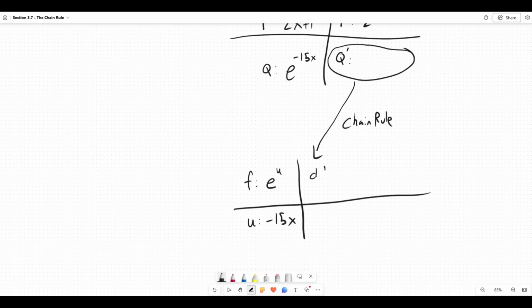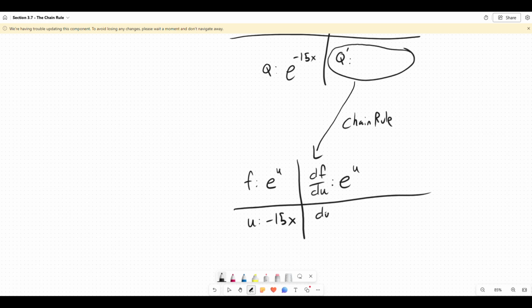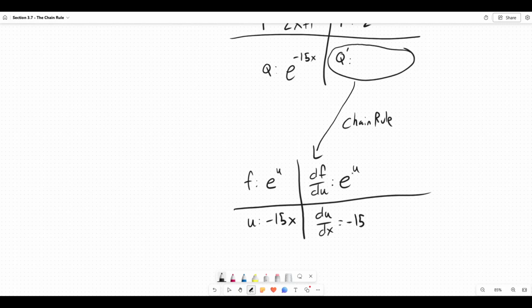So, what's the derivative of e to the something? Still e to the something. What's the derivative of negative 15x? Negative 15. Reminder, we write this with this inside, and then we multiply by this. So what is that going to be? It's going to be e to the something, where that something is negative 15x, times negative 15.